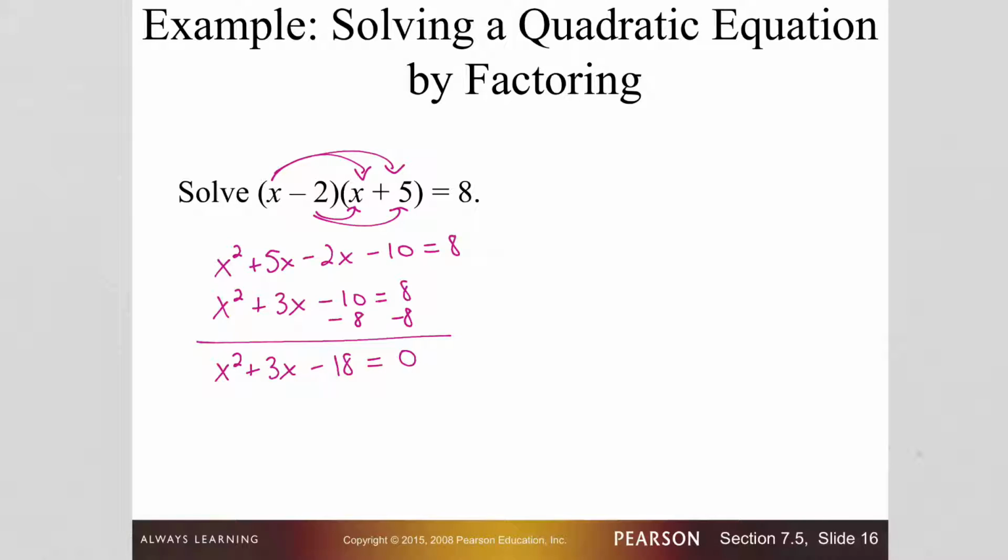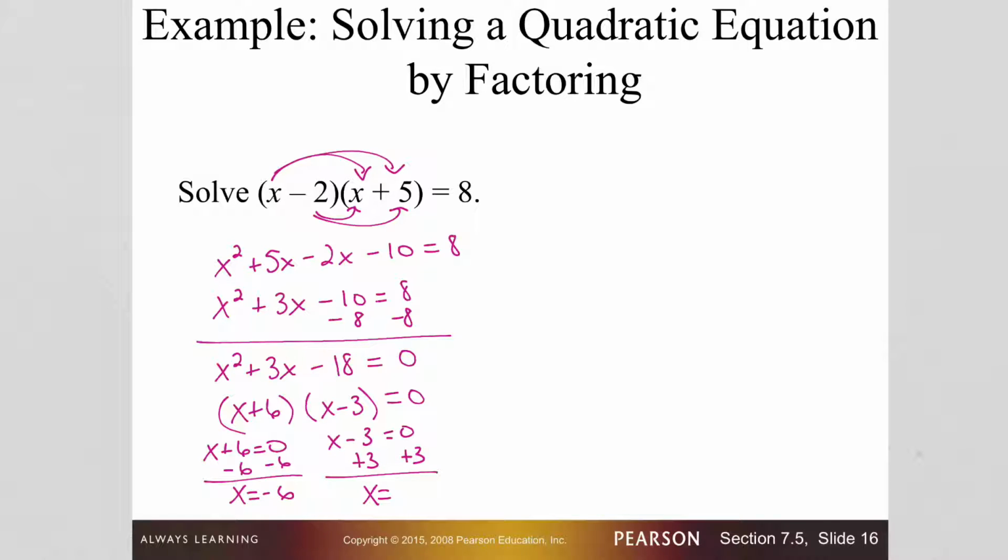So I want factors of negative 18 that add up to be positive 3, and those are x plus 6, x minus 3. I'm going to take each one of those and set them equal to 0. And now I'm going to solve. Okay, so those are my 2 solutions.